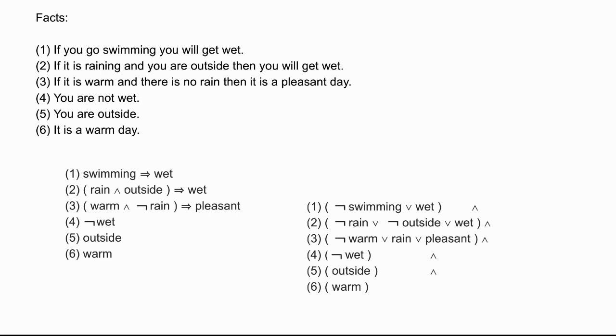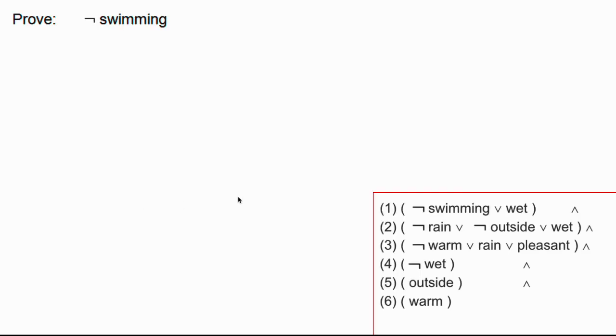So now what we have done is that we have represented the statements that were given to us in English language and converted them to statements in first order logic, and then we have written those statements in the CNF format. Okay, so these are the rules, or these are the facts which are known to us, and what you need to prove is that you are not swimming. So how do we do that?